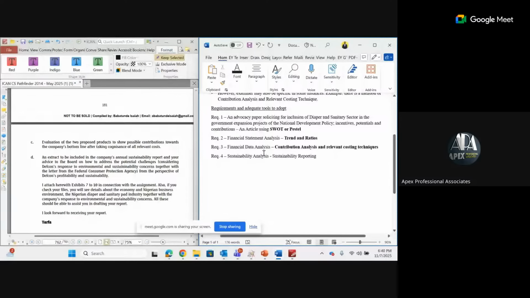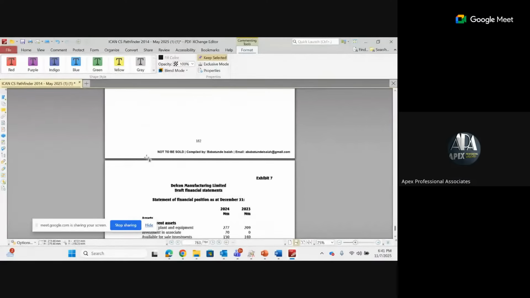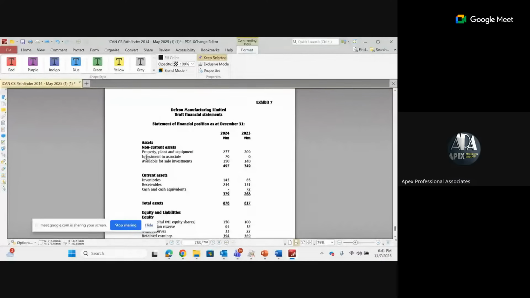So these are the 4 requirements that the examiner has asked you to use or to work on. So I'm going to be providing an answer based on these requirements. So we're only done with the first, the Exhibit 6. Exhibit 7, let me take it so that it can be faster.